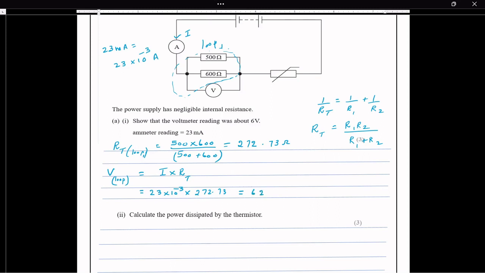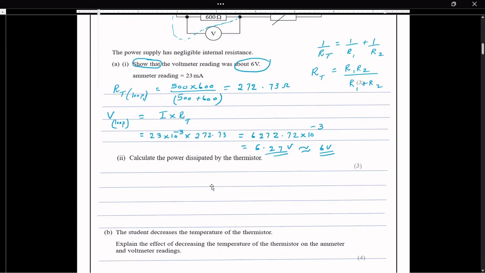On calculation, please make use of your calculator to get the correct values. Writing it in standard form, it gives an answer of 6.27 volts, which is approximately 6 volt. This is what the question says: show that the voltage is about 6 volt. So we are getting 6.27, about 6 volt.